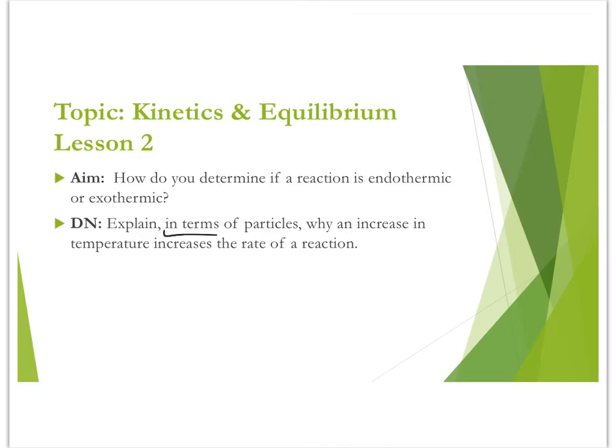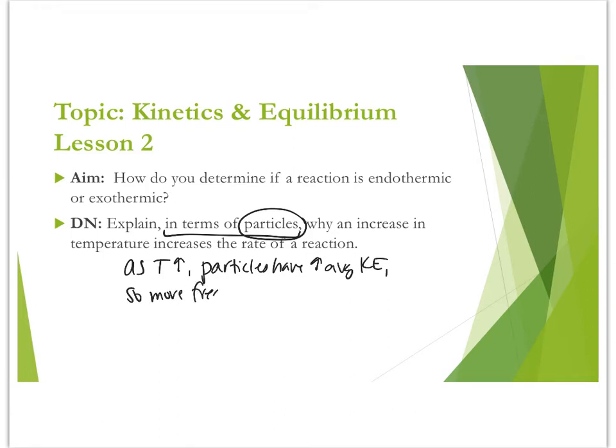All right, so questions that have this "in terms of" phrase, you need to mention what is going on with the particles that causes an increase in temperature to result in an increased reaction rate. So you could say, as temperature increases, particles have greater average kinetic energy, so more frequent collisions occur. Anything with reaction rate, you want to talk about what the particles are doing and how that causes a change in collisions.